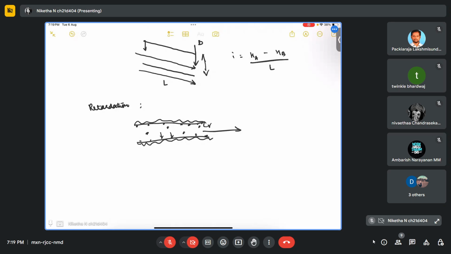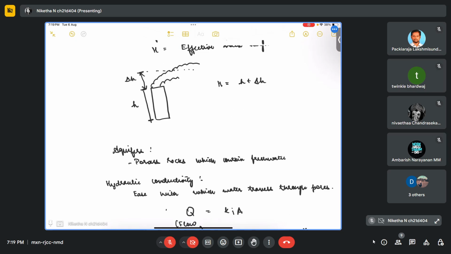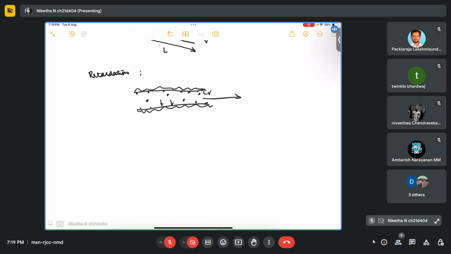Is this correct? Are you able to understand this? Okay. So compared to the velocity of the water, the velocity of the pollutant is going to be less because it tends to settle down or it tends to absorb onto the soil.